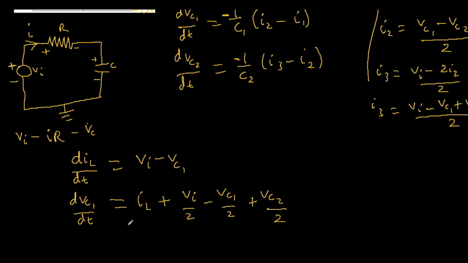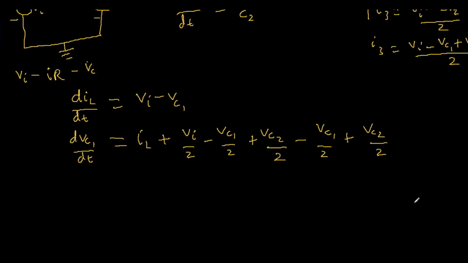This whole expression here is my I1, and then I am to subtract my I2 from it. Now my I2 is equal to this expression over here, minus VC1 over 2, and then plus, because we're subtracting, VC2 over 2. Okay, so this now comes out very nicely as being IL.